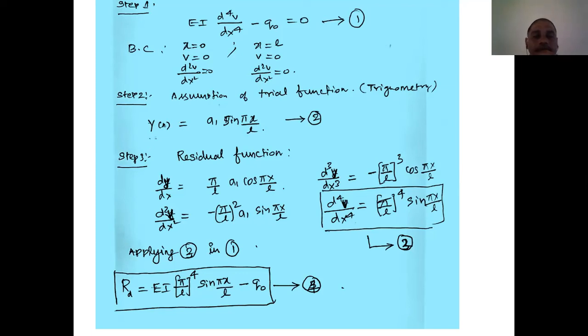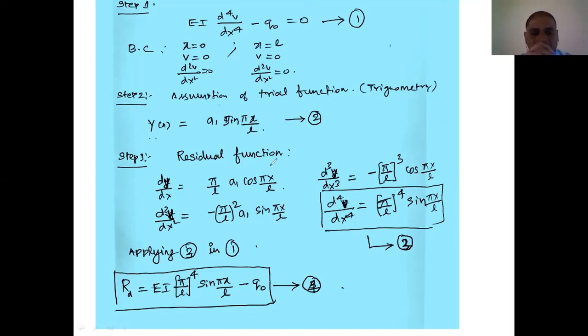So we are going to choose up to one term, and the equation becomes y of x is equal to a1 into sine pi x by L. This is step number 2. And how to proceed? Third step: finding out the residual function.